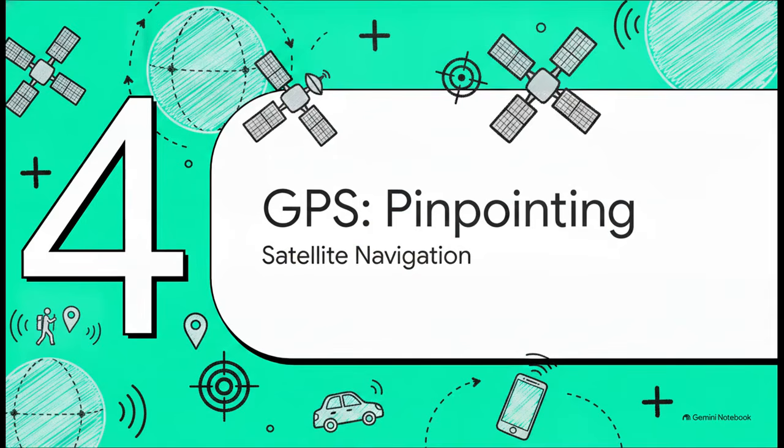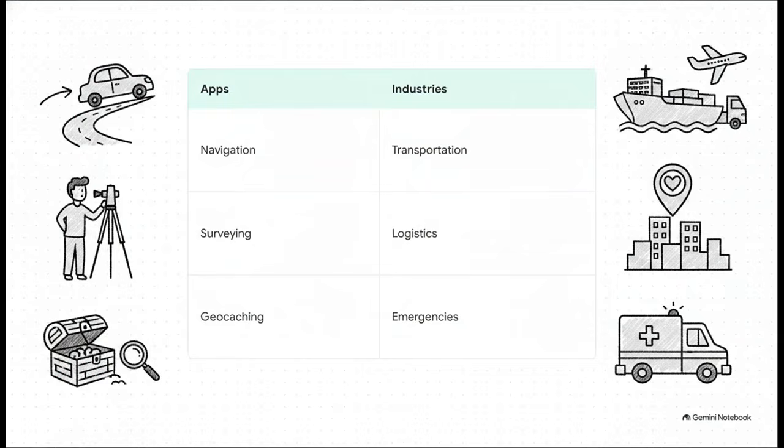Part 4. GPS, Pinpointing Our World. Satellite-based navigation system. The Global Positioning System provides highly precise location and time information anywhere on the planet, and the true power of GPS lies in its dual nature. Take a look at these everyday GPS applications compared to essential industries. It powers things like basic navigation and surveying, mapping, and geocaching. But simultaneously, it serves as the critical backbone for essential industries.